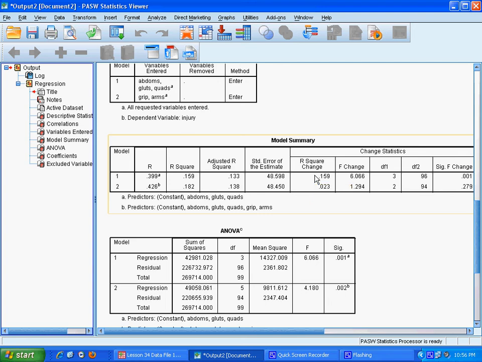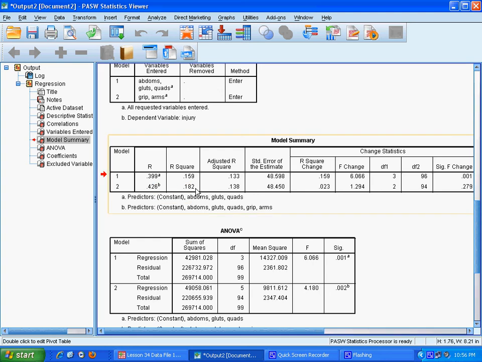The relationship between the lower body measures and the injury index was significant. This is set 1, R squared is equal to 0.16, right here. And R squared is equal to 0.16, and adjusted R squared is equal to 0.13. And when we look at the R squared change, we see it's also 0.16.